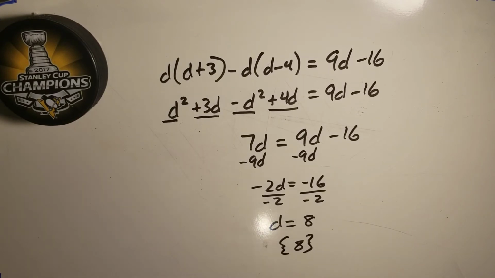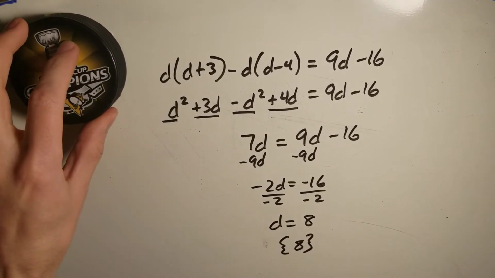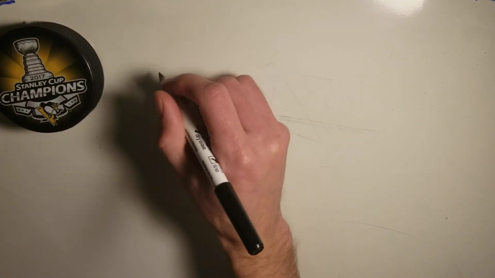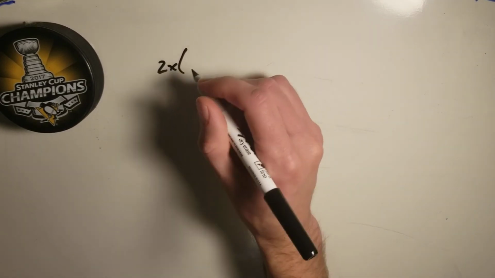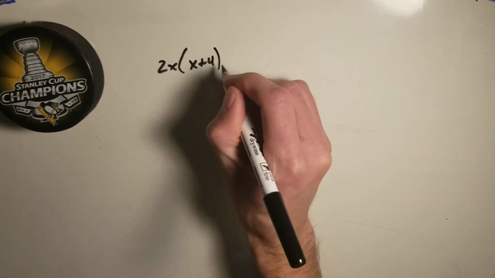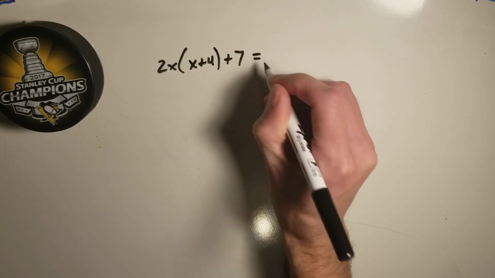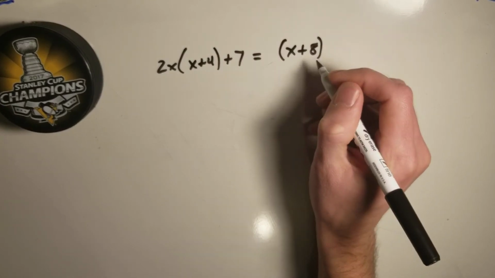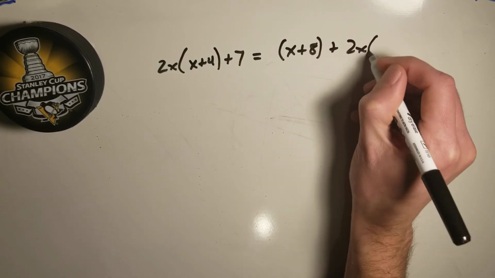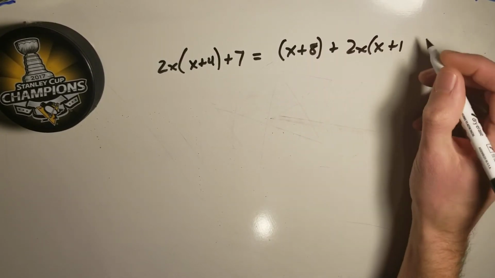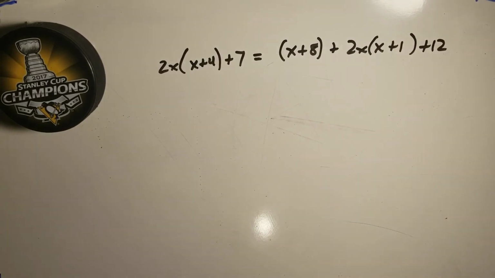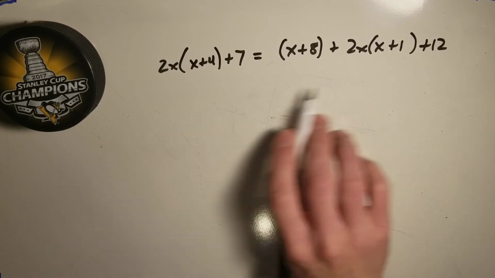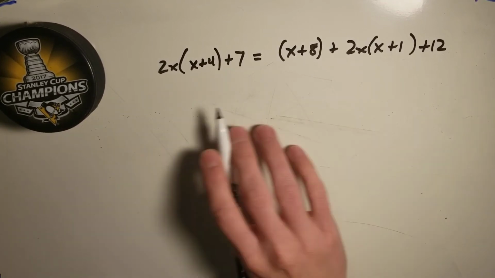And on to our last one. On this slide, we have the equation 2x times the quantity x plus 4 plus 7, and that equals x plus 8 plus 2x times the quantity x plus 1 plus 12. So we need to simplify both sides. And there's a lot going on here, but just go one step at a time and you'll be fine.